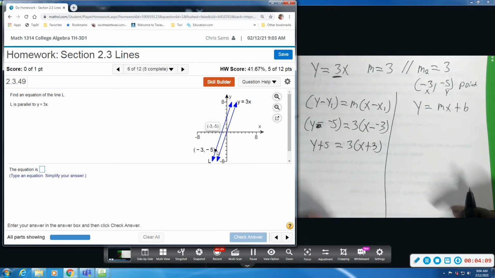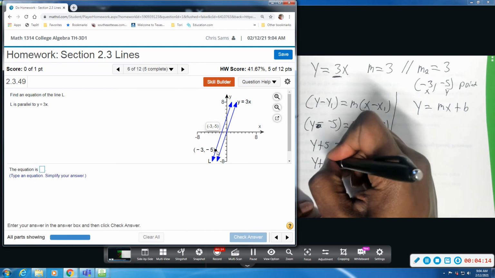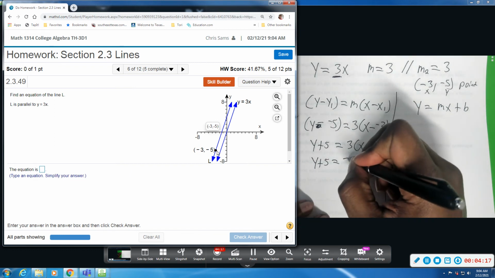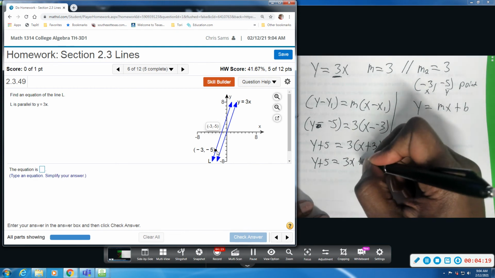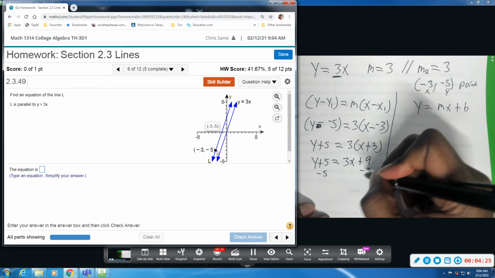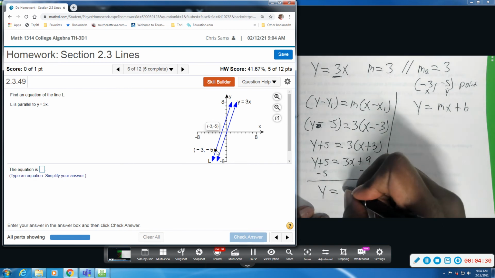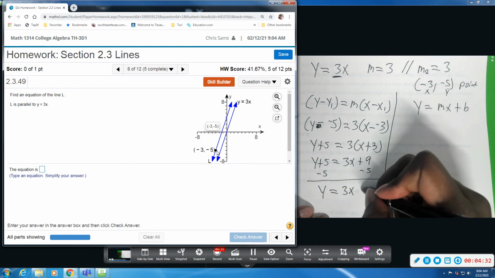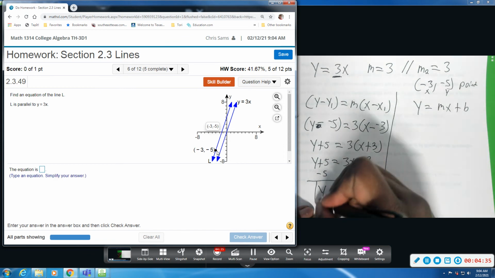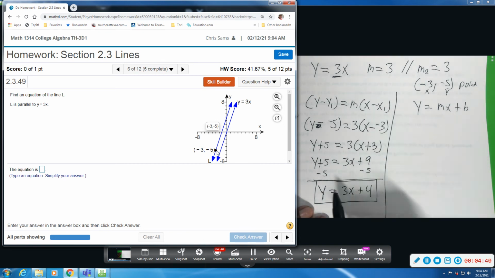Then we have to distribute the 3 through. So we have y plus 5 equals 3x plus 9. And then you will subtract 5 from both sides. And we end up with y equals 3x plus 4. So this is the equation of that second line that is parallel to the line y equals 3x and goes through the point -3, -5.